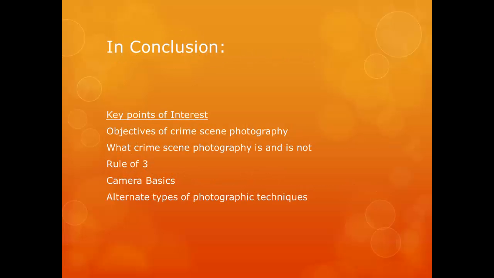In conclusion for this presentation, some key points of interest you should take with you are what the objectives of crime scene photography are, what crime scene forensic photography is and what it is not, what is meant by the phrase rule of three and the basic types of photographs that are taken, what some of the basics are that any crime scene photographer should know about their camera equipment, and any alternative photography techniques that are used by crime scene investigators.